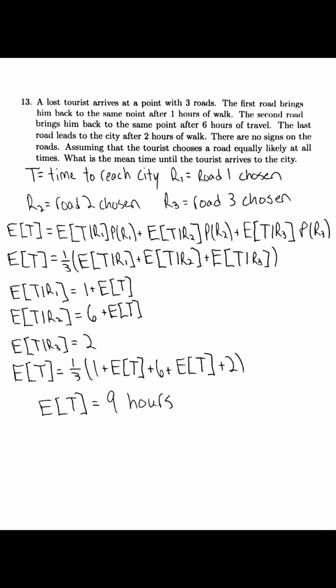And then for road 3, the expected value of t, given that you choose road 3, is just going to be 2, because no matter what, if you choose the third road, you're just going to make it to the city in 2 hours. Now, after plugging all of these in, you get the expected value of t equals 1/3 times (1 plus the expected value of t, plus 6 plus the expected value of t, plus 2). After some simple algebra, we get that the expected value of t equals 9 hours.